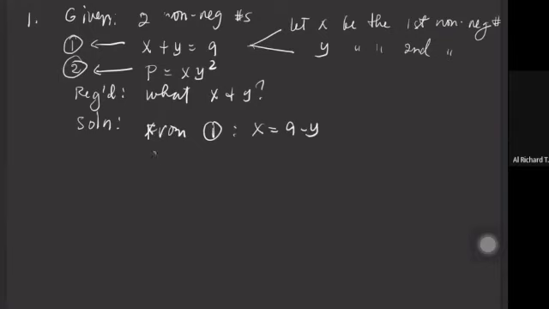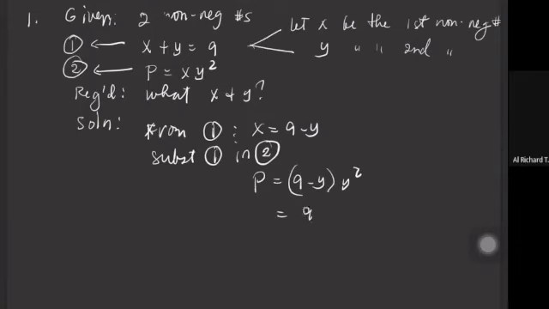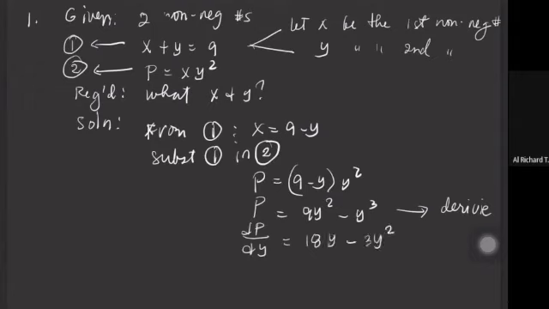And substitute 1 in 2. So we have P is equal to 9 minus y, times y squared. You can distribute y squared, so you have 9y squared minus y cubed. This is where you start deriving. Derive, so dP/dy is 18y minus 3y squared.